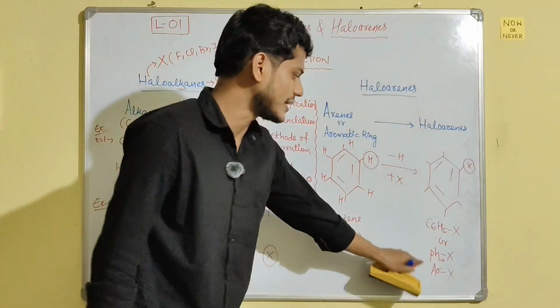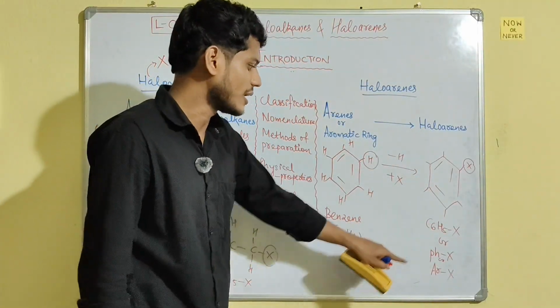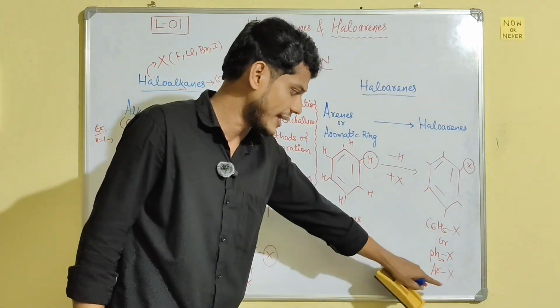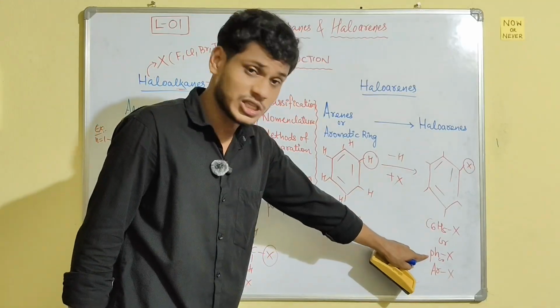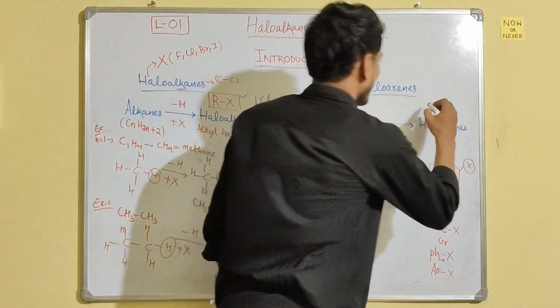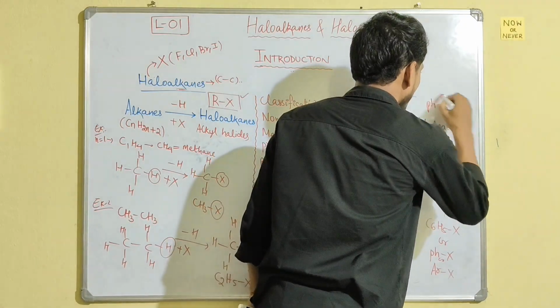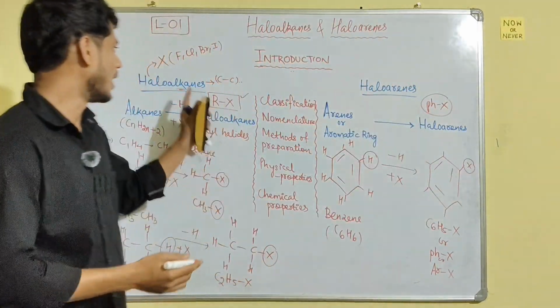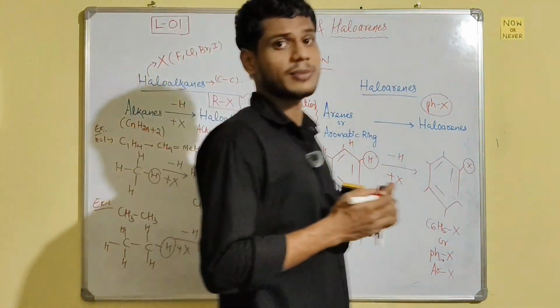Okay, so these are the general representations of haloarenes. PhX or ArX. Ar refers to aromatic ring. This Ph refers to phenyl ring. Okay, it's the same. PhX, done. Okay, so haloalkanes and haloarenes are the derivatives of hydrocarbons.